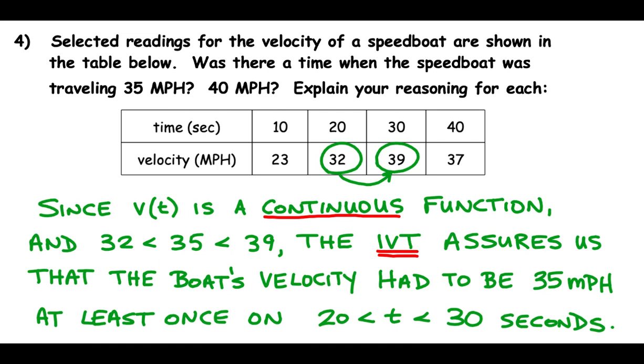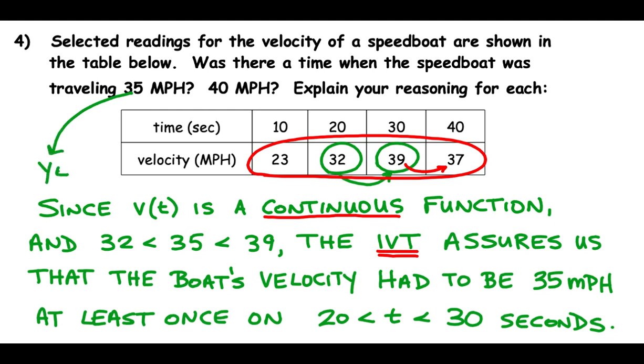How about 40? Well, if you look at the velocities, there's no evidence. All those numbers are below 40. Now, could it have been 40? Yeah, sure. I mean, it may have gotten up to 40 and then started to slow down and gotten down to 37, but we do not have evidence. And so for the second part, we simply have to say no. So 35 miles per hour, yes.